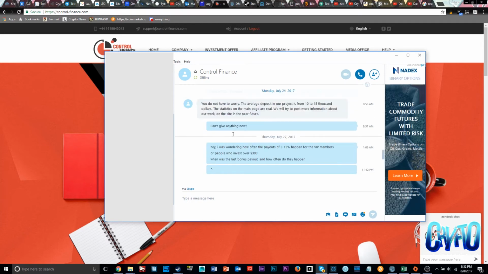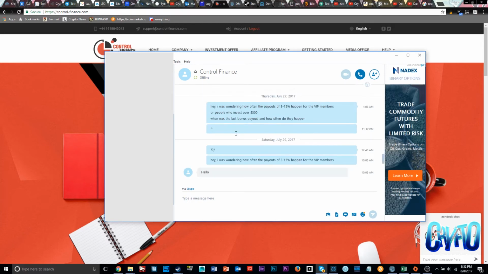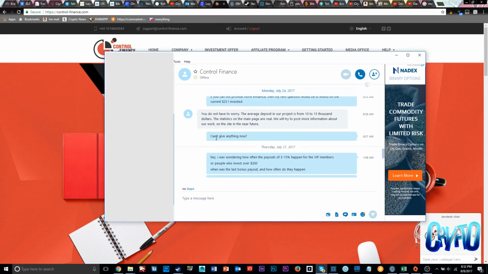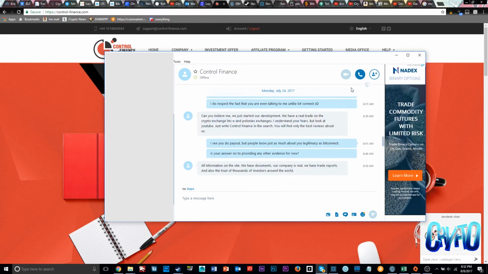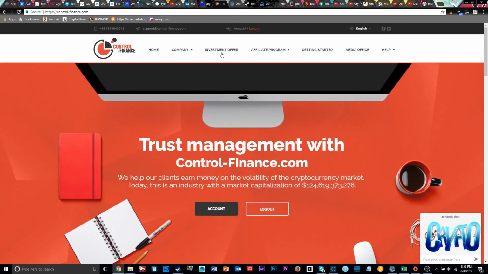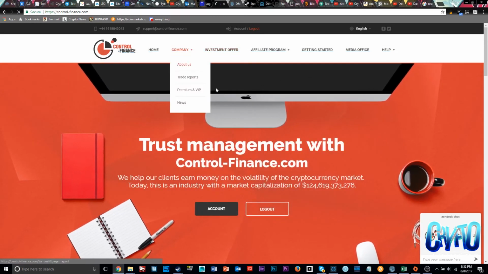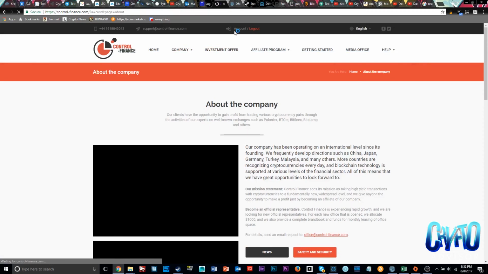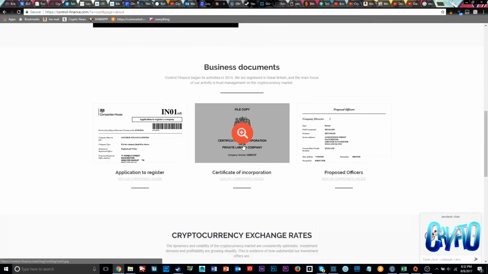So pretty much I think this whole conversation sort of shows that Control Finance is definitely not a legitimate company, especially because they're so against sharing any extra information besides what they have here.